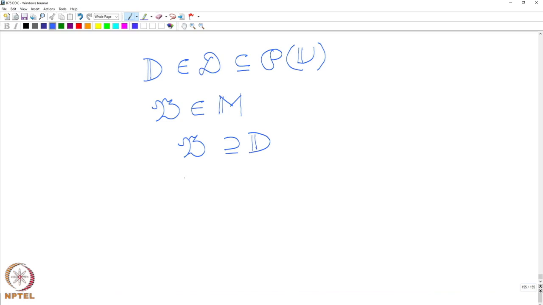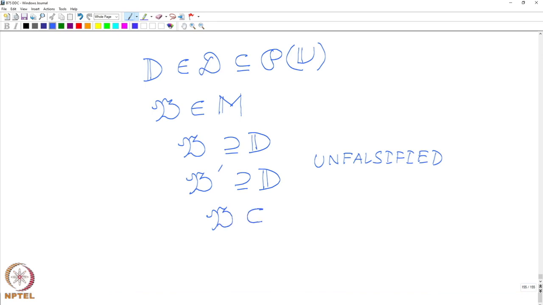Okay. Then we had also defined what is a powerful model. So, if there are two models which both explain the data, say B and B prime, that is, both of them are unfalsified by the data, we say that model B is more powerful than model B prime if B is smaller than B prime. Note that this means B is more powerful.